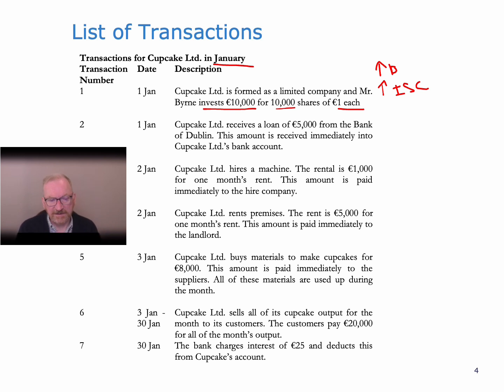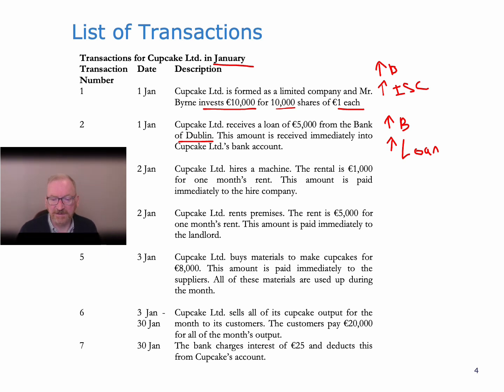The second transaction, Cupcake receives a loan of 5,000 from the Bank of Dublin. This amount is received immediately into Cupcake's bank account. So this is going to increase the bank as well. A loan is where the bank gives us money, so it's going to increase our bank. We might spend it on something later on, but for now it's going to increase our bank account. And then we're going to also increase our loan account. Okay, and it's not quite clear, is it a long-term or short-term loan here, but we're going to increase our loan account.